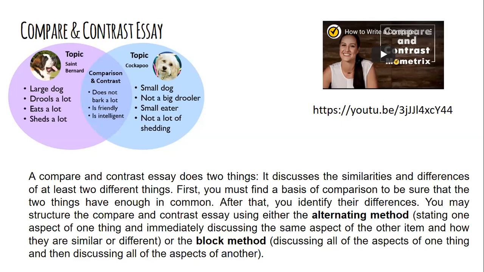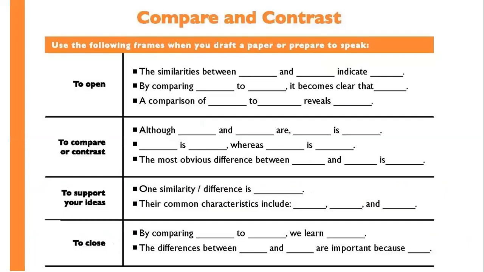The way you can write a compare and contrast essay is giving the idea of one and then following with the other one, or you can write everything about one thing, in this case, it will be about the Pilgrims or the Puritans later. I wanted to share with you some compare and contrast prompts. So use the following frames when you draft a paper or prepare to speak.